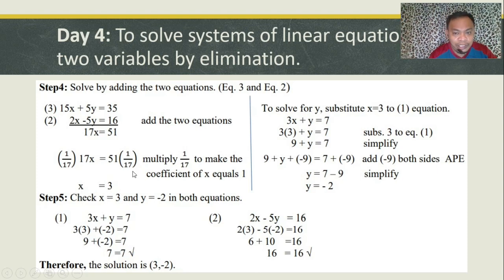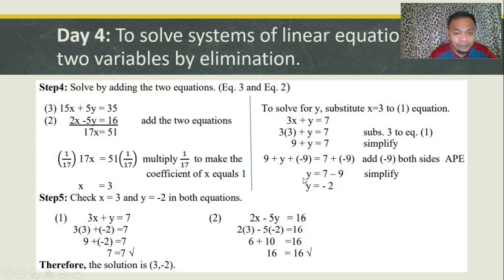I-substitute po natin yung value ni x sa equation number 1. So to solve for y, substitute x is equal to 3 to equation number 1. Yung ating equation number 1 ay 3x plus y is equal to 7. So 3 times 3 is equal to 9, plus y is equal to 7. Then using the addition property of equality, we will add both sides by negative 9 para ma-cancel out po natin si positive 9 dito sa left side. Maiwan si y, diba? Tapos sa right side, 7 plus negative 9 is negative 2. So therefore, y is equal to negative 2.